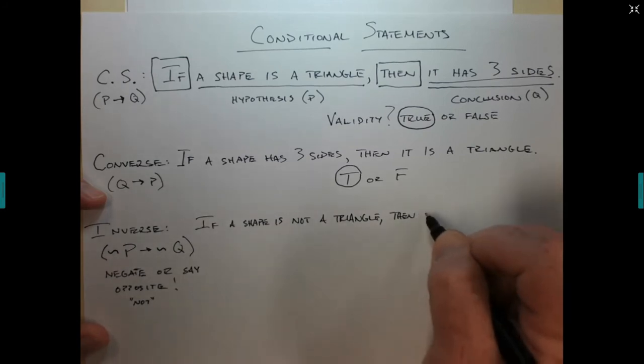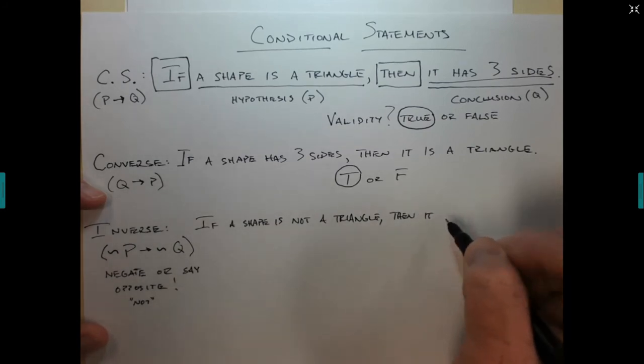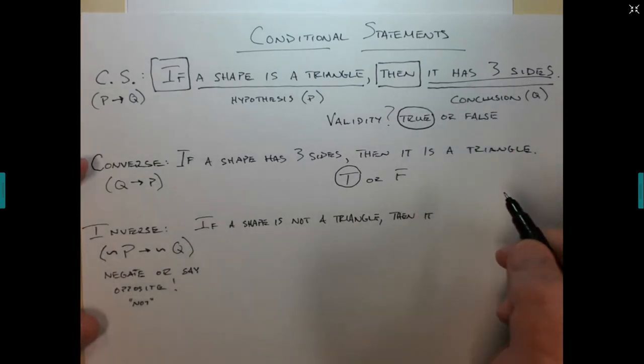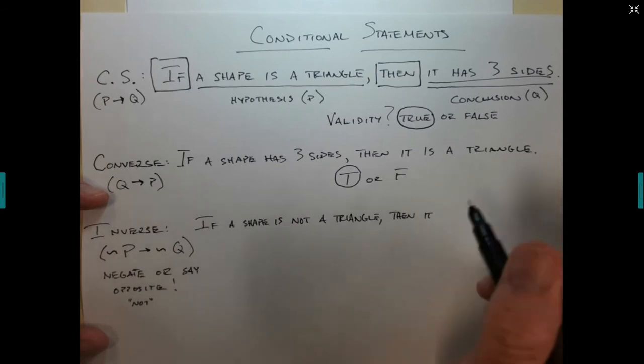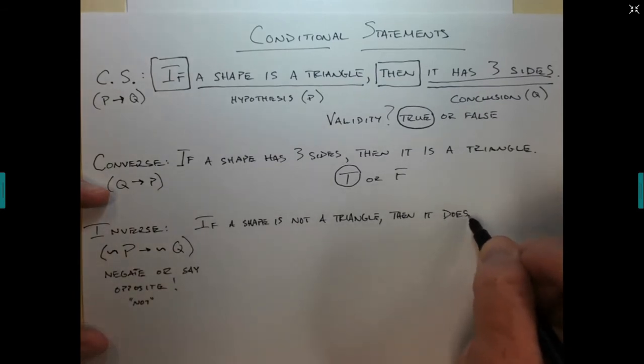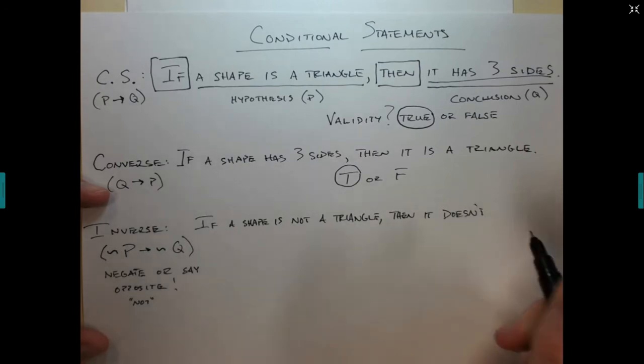Then it, now I've got to make the English sound good. I don't want to say it not has three sides. Our English teachers would be very upset with us. Then it doesn't. I can adjust some of the words so that the English sounds good. Then it doesn't have three sides.